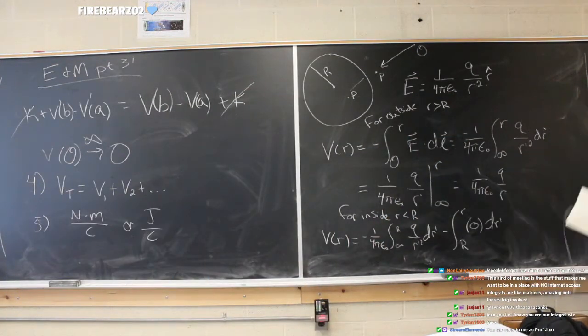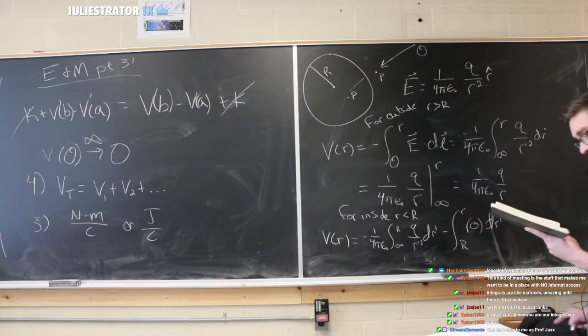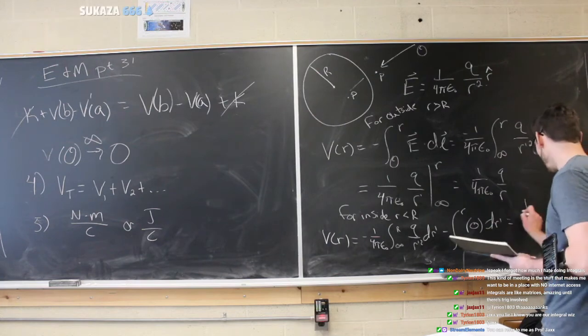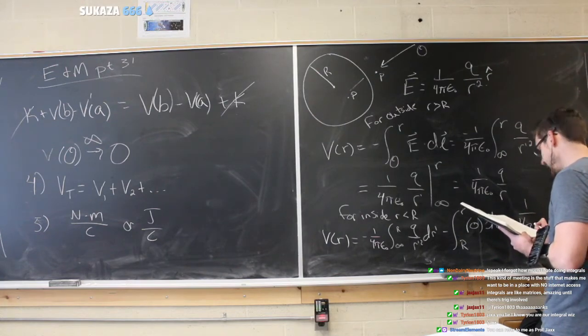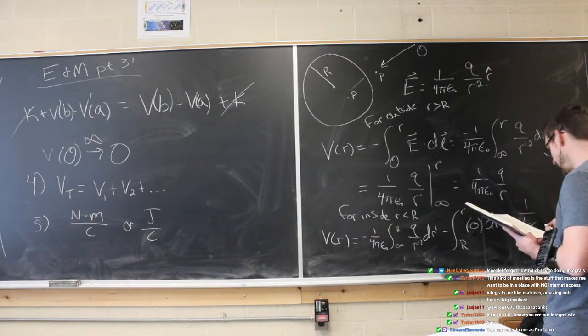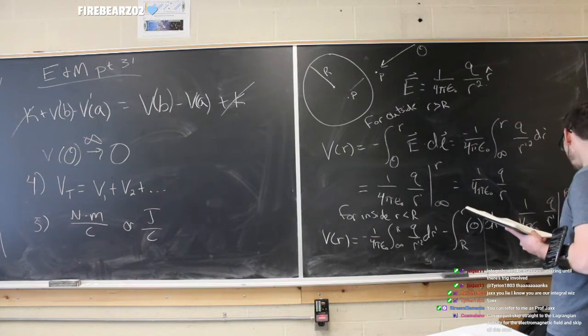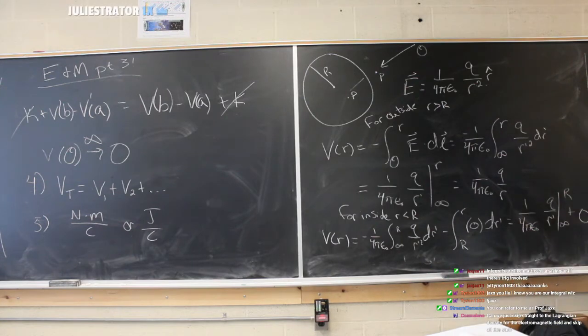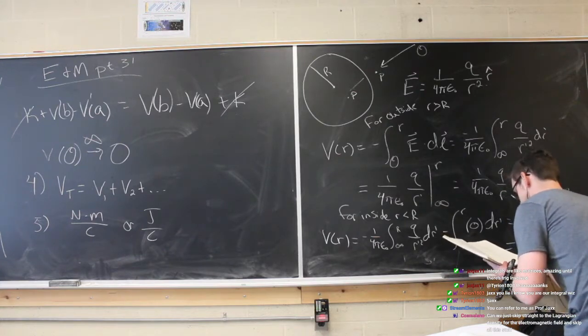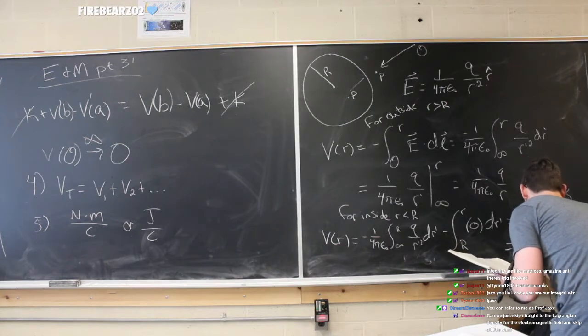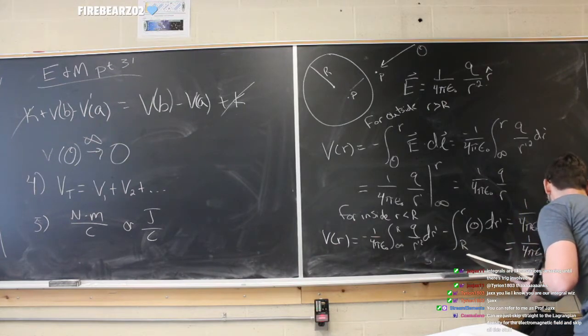Okay, so now we can do these two integrals. This one's just going to be 0, but this one's not, so we should write that one down. And what do we get? We get 1 over 4 pi epsilon naught, q over r prime evaluated at r and infinity, and then plus 0. Now we can just evaluate this, and we get 1 over 4 pi epsilon naught q over r.